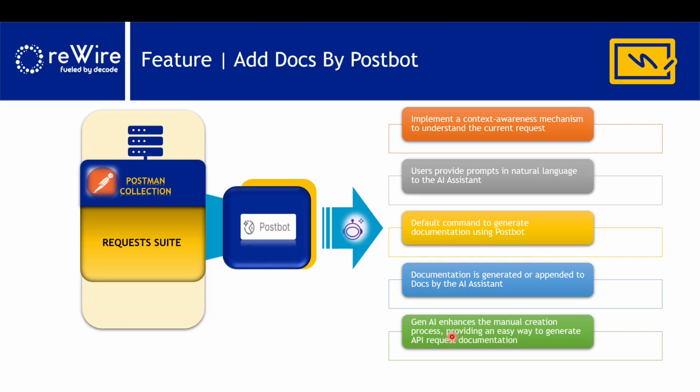And this docs framework contains three things. One is the traditional versus GenAI approach, the second one is the doc structure, and the third one is how the Postbot is located and what kind of features it will provide for generating the docs.